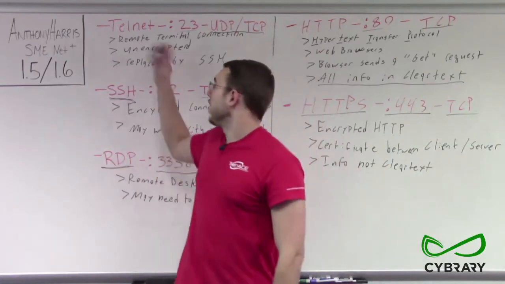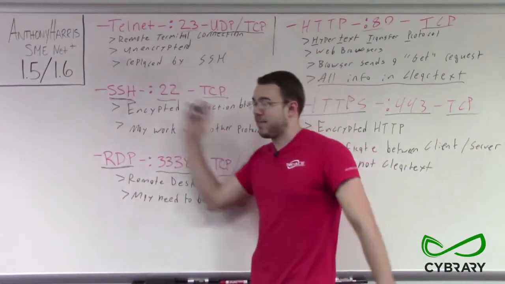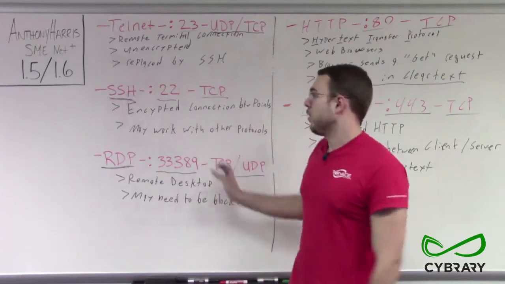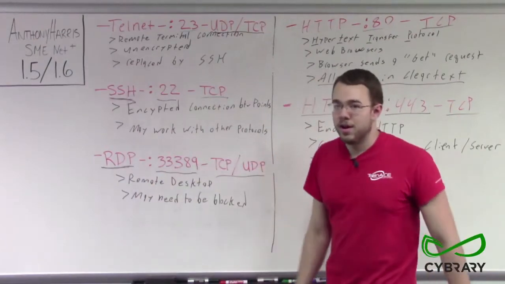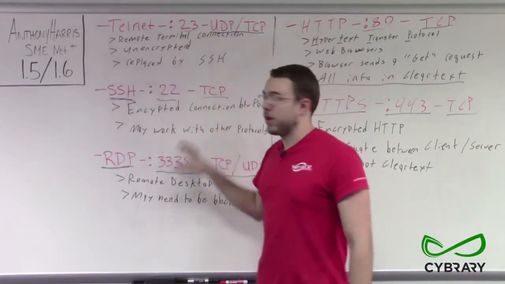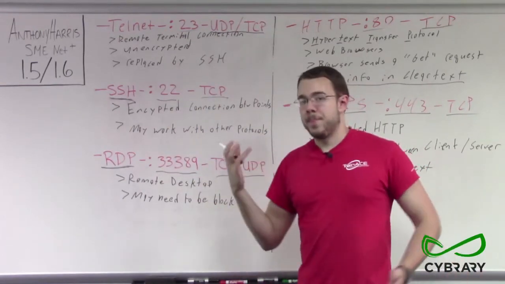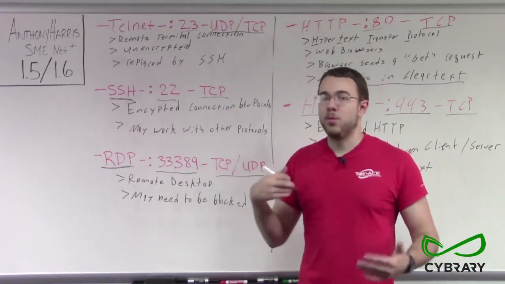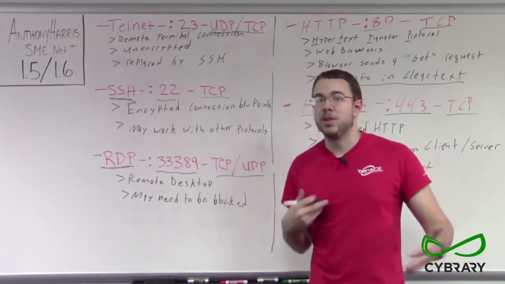I don't want to allow Telnet connections into my network. I don't want to allow SSH connections into my network. I don't want to allow RDP connections into my network. So that's how we use our knowledge of these different protocols and their port numbers in order to determine our security posture and determine what ports and protocols we want to allow into our network.